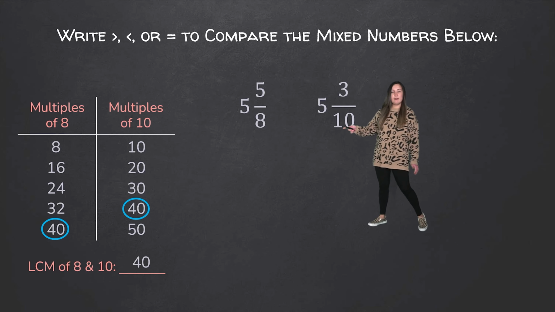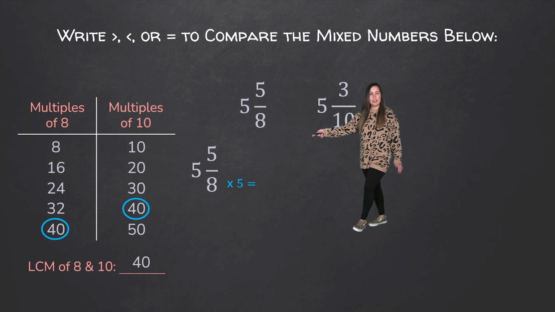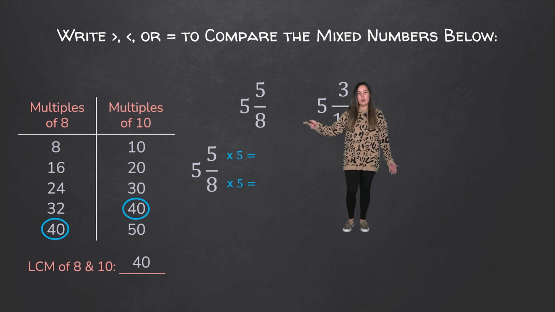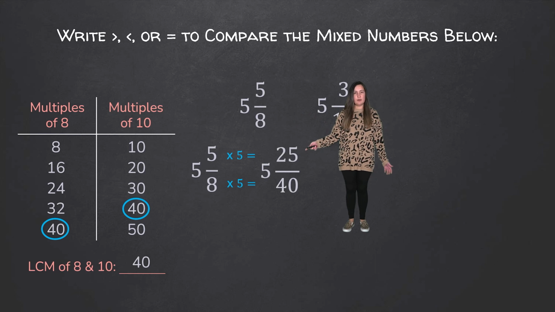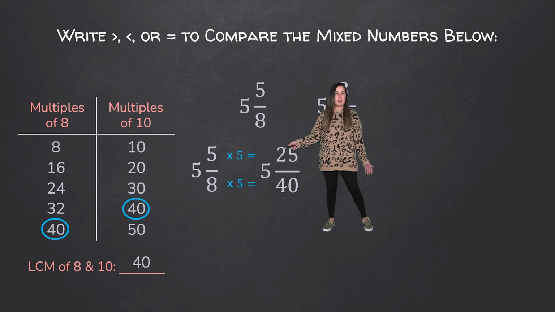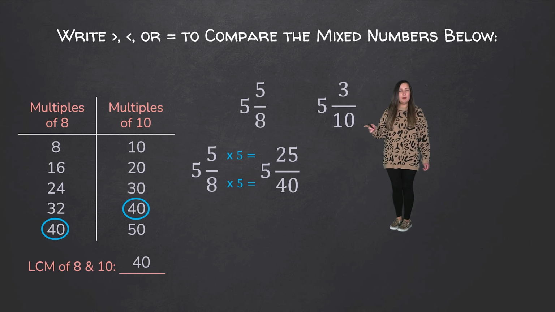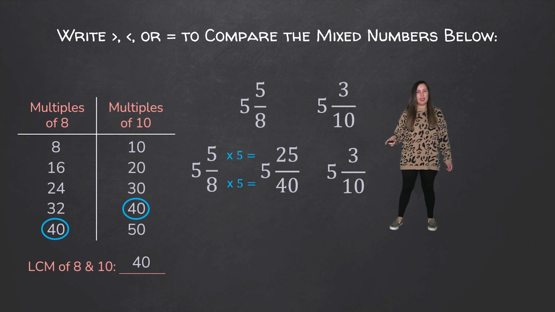So we're going to take 5 and 5/8, rewrite it, and in order to get a denominator of 40, we have to do 8 times 5. And whatever we do to the denominator, we have to do to the numerator as well. So the whole number stays the same, which is just 5, but 5 times 5 is equal to 25, and 8 times 5 is equal to 40. So 5 and 5/8 is equal to 5 and 25 over 40.